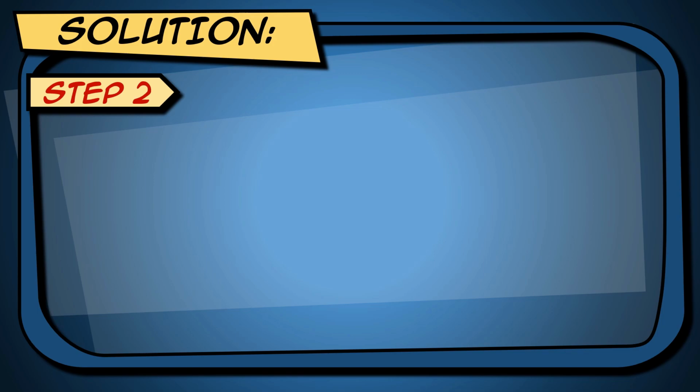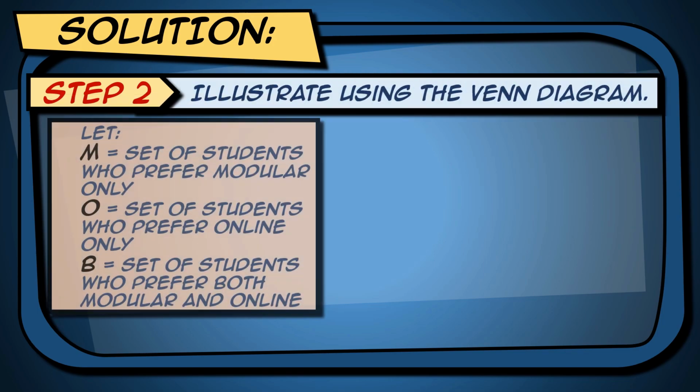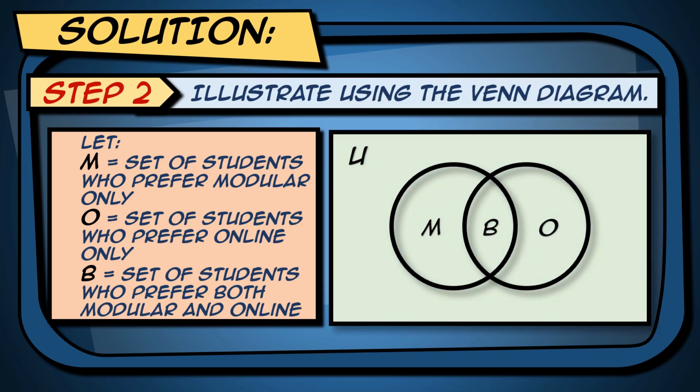And now let's proceed to step number 2, illustrate using the Venn diagram. Let M be the set of students who prefer modular only. Letter O, be the set of students who prefer online only. And letter B, be the set of students who prefer both modular and online. And to illustrate this using the Venn diagram, we have this figure.